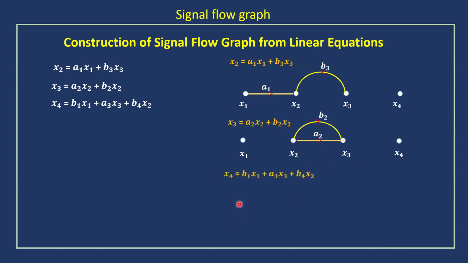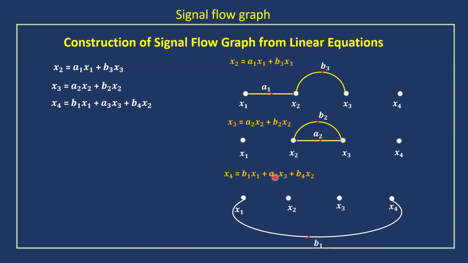And then the third equation, X4 equal to B1 X1 plus A3 X3 plus B4 X2. So totally 4 nodes. Now X4 should be the output node. All others are input nodes. And then from the X1 node, B1 is the gain. From the X1 node, B1 gain should be connected. So already from X1 to X2, a straight line connection is there. So for the B1 gain, we can represent that as a curved line.